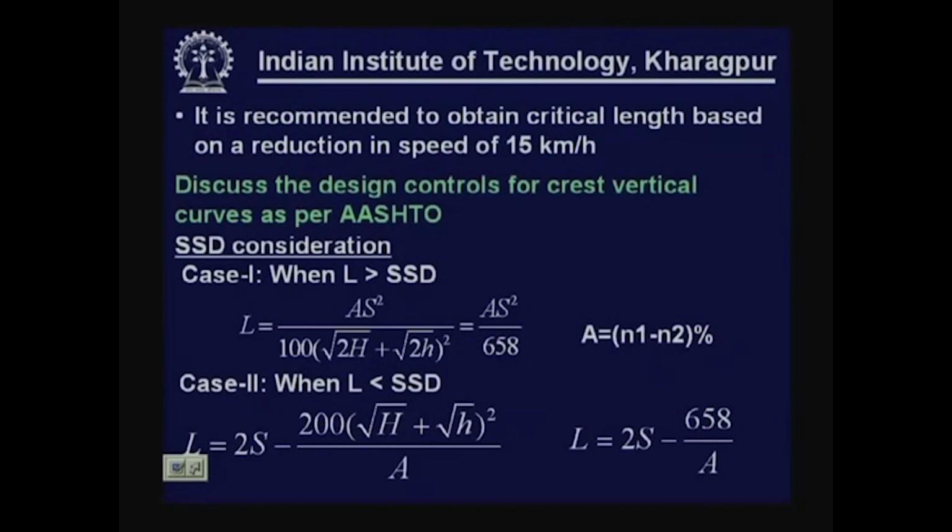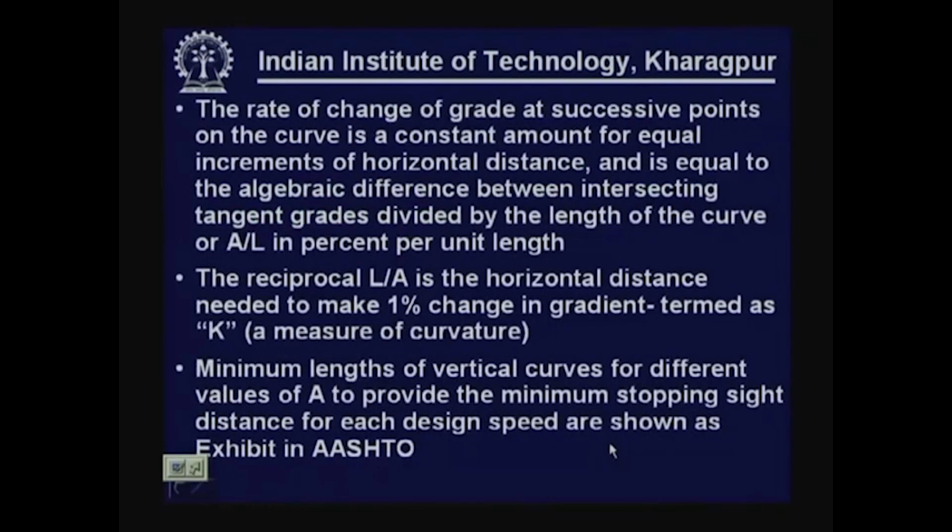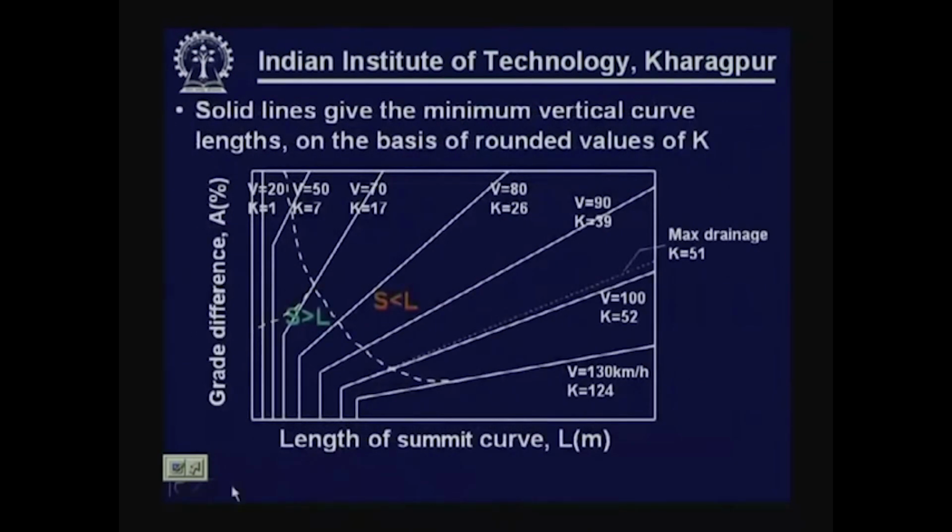Discuss the design control for crest vertical curve. It is basically sight distance that is the problem. So, for sight distance consideration, 2 cases are there, a length of the curve greater than SSD, less than SSD. In both cases we can calculate the required length, and here the reciprocal, that is K factor, is defined, which is basically the distance needed to make 1% change in gradient, and accordingly AASHTO provides the exhibit to help us to calculate the length of the curve under various conditions for different K values.